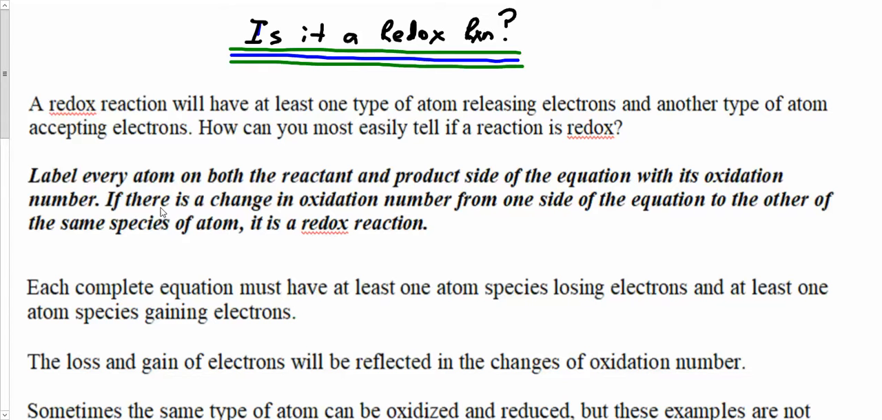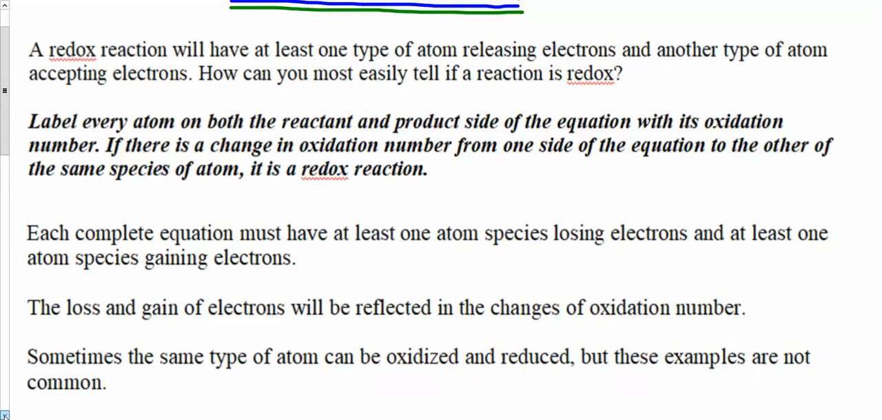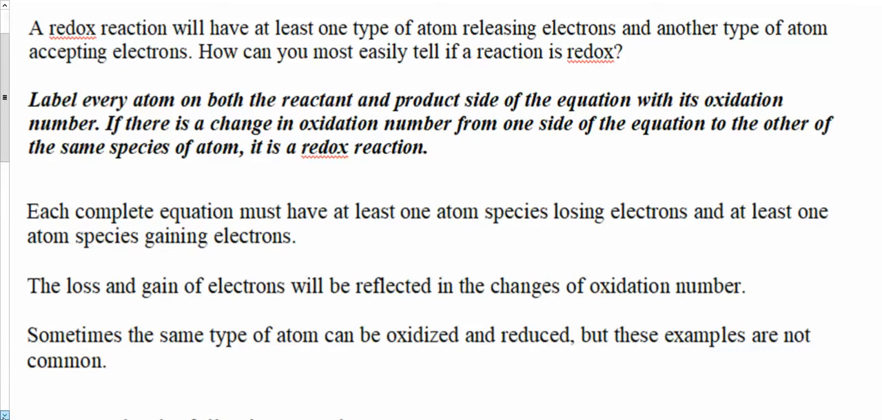I label every atom on both the reactant and product side of the equation with its oxidation number. And if there is a change in oxidation number from one side of the equation to the other side for the same type of atom, it's a redox reaction. So each complete equation must have at least one species losing electrons and one gaining electrons. If you only have gaining going on, you've made some sort of mistake.